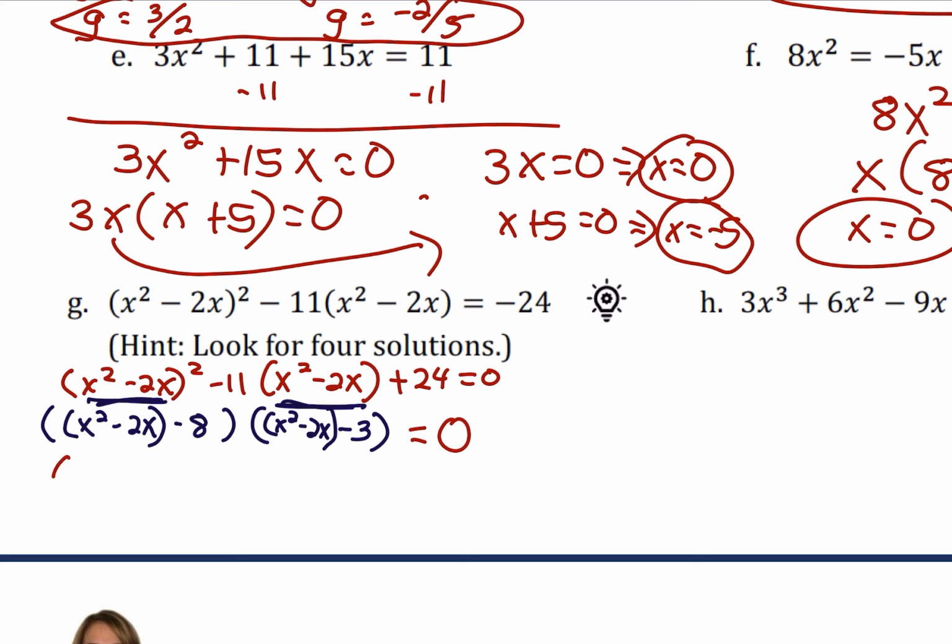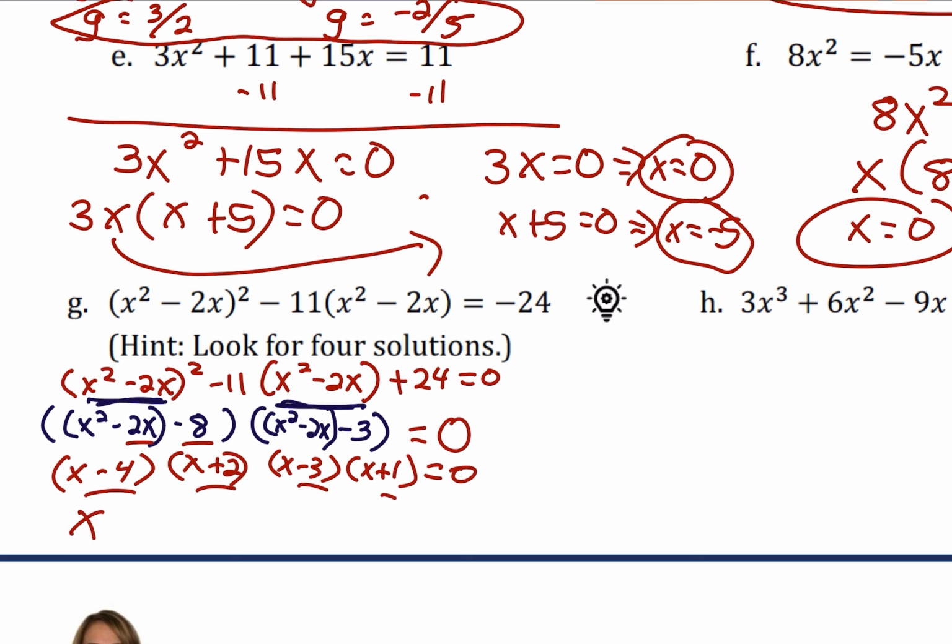Now the x squared minus 2x minus 8 can factor again, because now it's an AM. The two numbers that multiply to negative 8 and add to negative 2 are negative 4 and positive 2. And in this next one, we need to add to negative 2 and multiply to negative 3, so it's x minus 3 and x plus 1. That's all equal to 0. Now each one of these factors can give us a solution. So our solutions are x equals 4, x equals negative 2, x equals positive 3, and x equals negative 1.